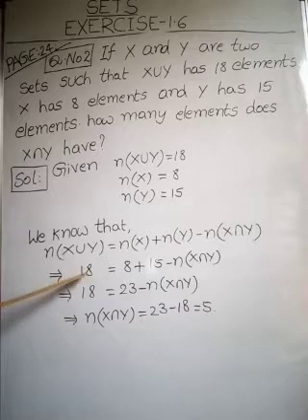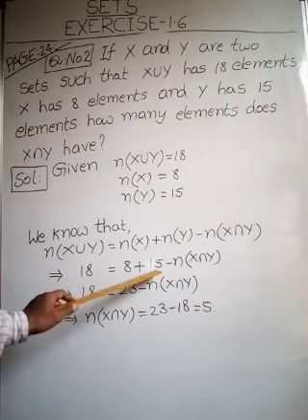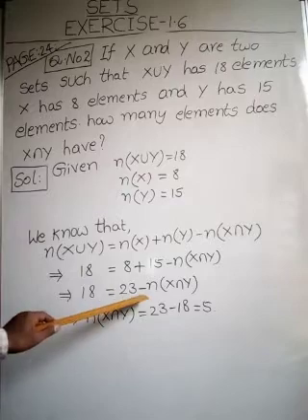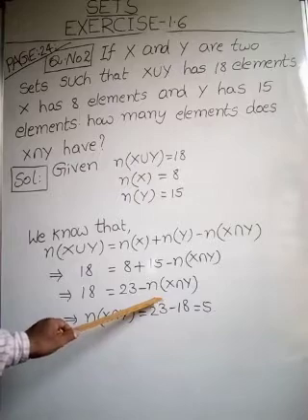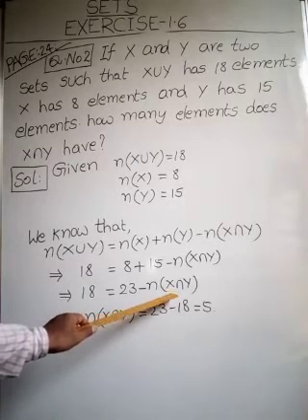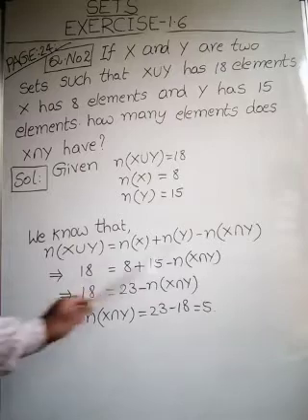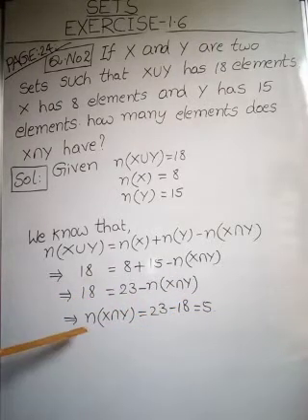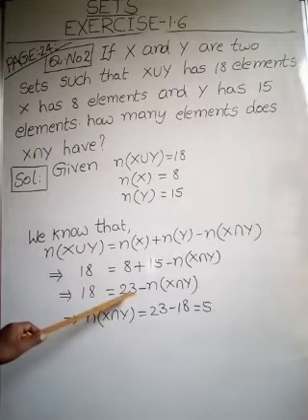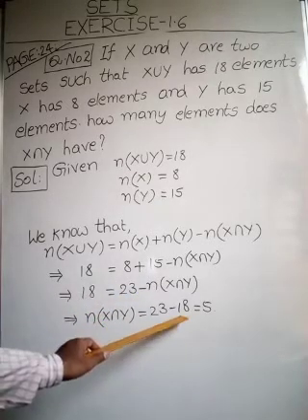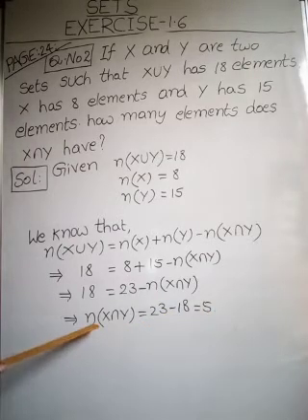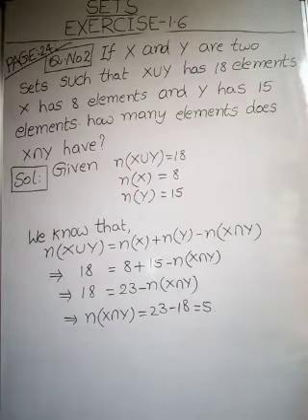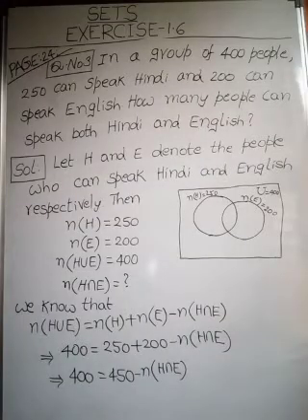Right. This implies 18 is equal to 8 plus 15. What will you get? 23 minus n of x intersection y. Now we are bringing this minus n of x intersection y to LHS, and we are sending 18 to RHS. Then we get n of x intersection y is equal to 23 minus 18. 23 minus 18, what will you get? 5. So this is the value of n of x intersection y. Is it clear, my dear children? Right.